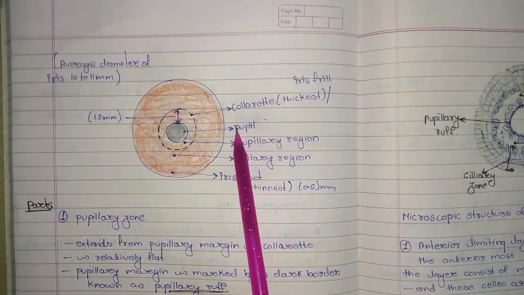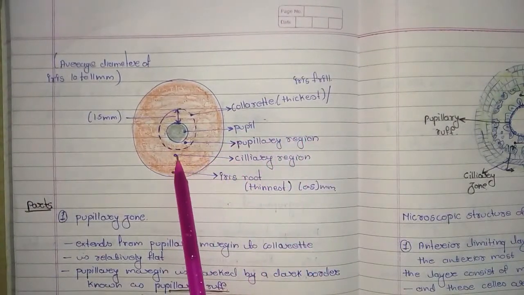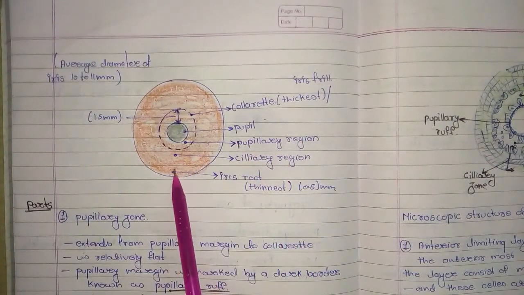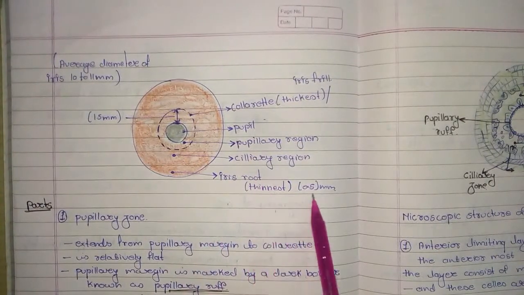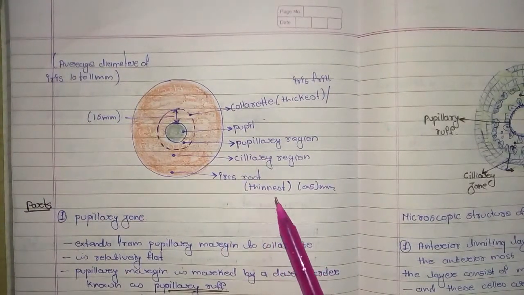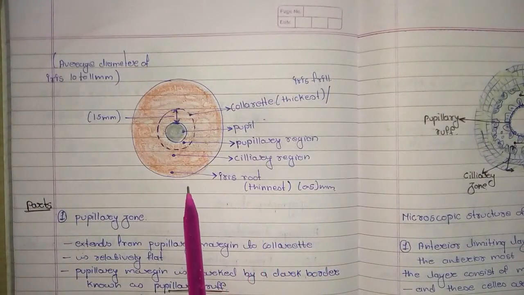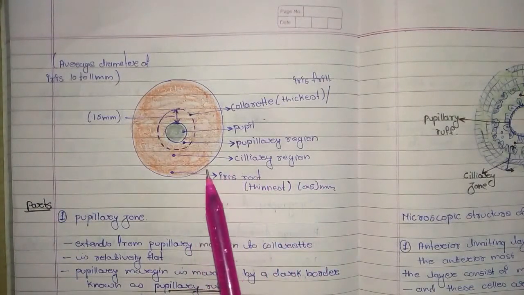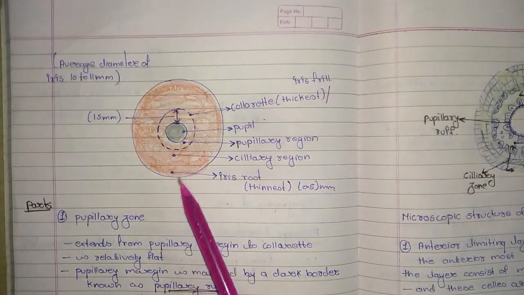Below the pupil, this is the pupillary region and this is the ciliary region, and below the ciliary region there is the iris root. Iris root, whose thickness is 0.5 mm, forms the thinnest part of the iris, and this root joins with the ciliary body. During blunt trauma, damage to the iris occurs most commonly at the iris root, where the iris rips away from the ciliary body.